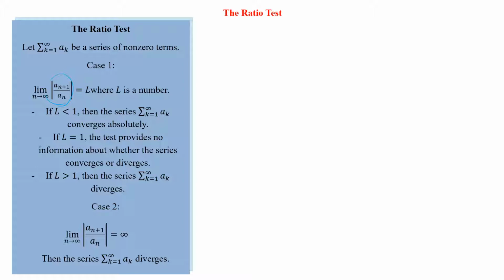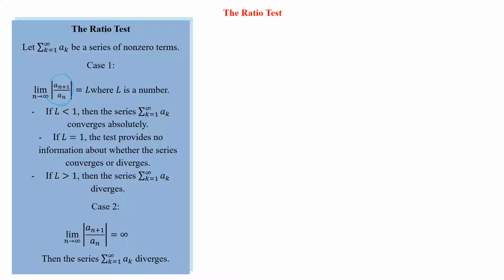If that's less than 1, the series is absolutely convergent. If it equals 1, we don't know anything about the series. The test provides no information. And if it's greater than 1, the series diverges. And then also, if it equals infinity, the series diverges, which doesn't really need to be its own case. We could just have it equals L, and hey, infinity is greater than 1, so we could lump that case into that last piece of the greater than 1 case.